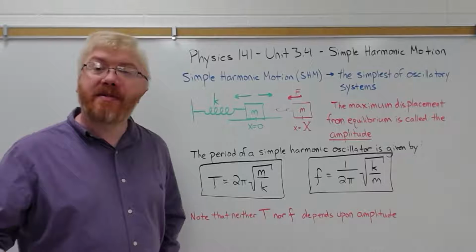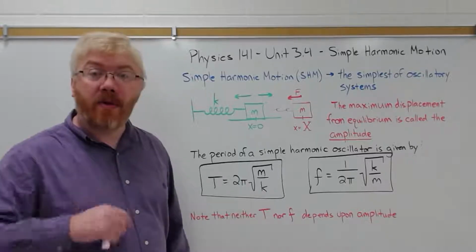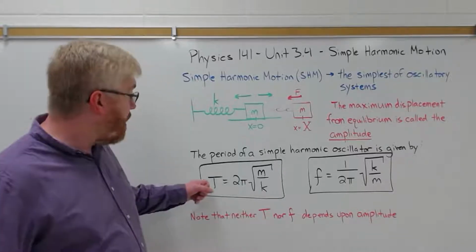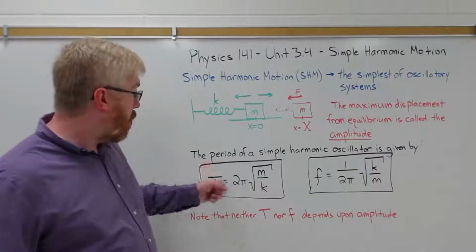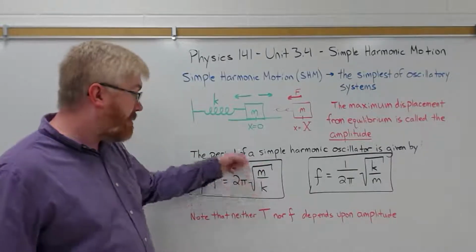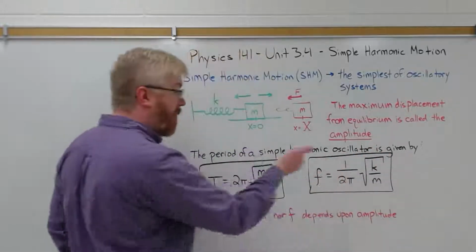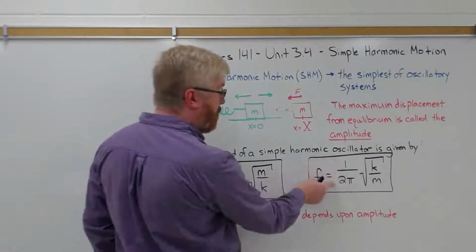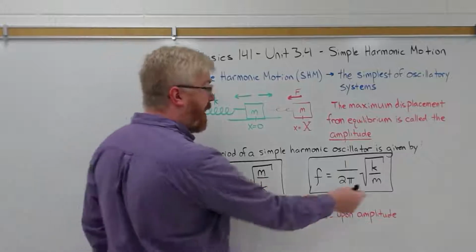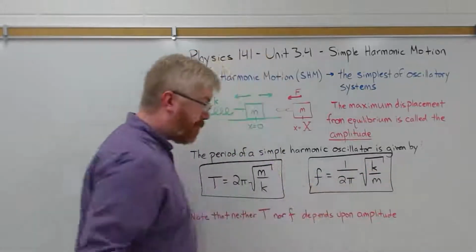Now, period and frequency are inversely related. We learned that in the last video. So if I solve this, 1 over the period is 1 over this, solve it for the frequency, I get this equation, right? Everything's flipped. Instead of 2 pi, you have 1 over 2 pi. Instead of the square root of m over k, you have the square root of k over m.